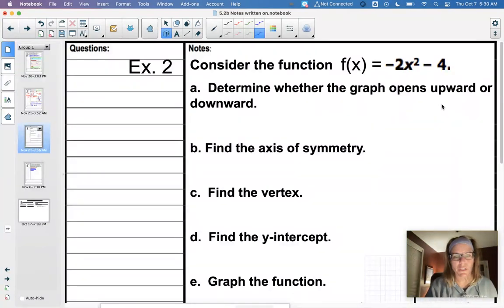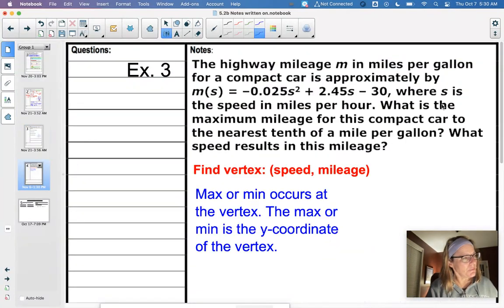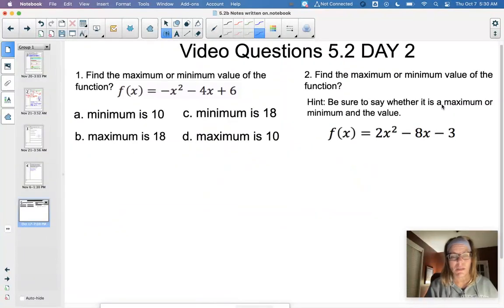Example 2, we're going to do in class, and example 3. There's the video questions. Please do those in your notes.